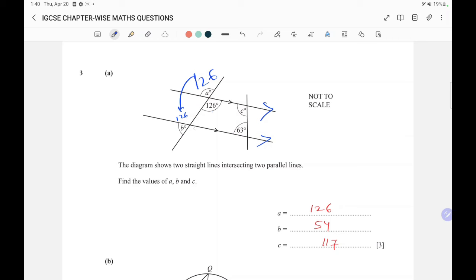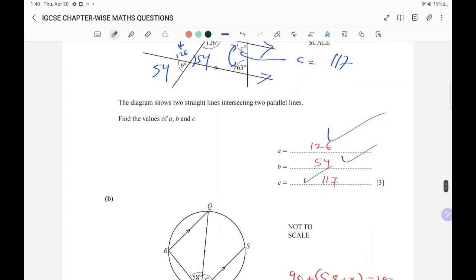126 minus 180, which is 54. So this is 54, this is 54, and this is C, so the sum of these is 180. So this C will be 180 minus 63. 180 minus 63, how much? 117. So A is 126, B is 54, and C is 117.